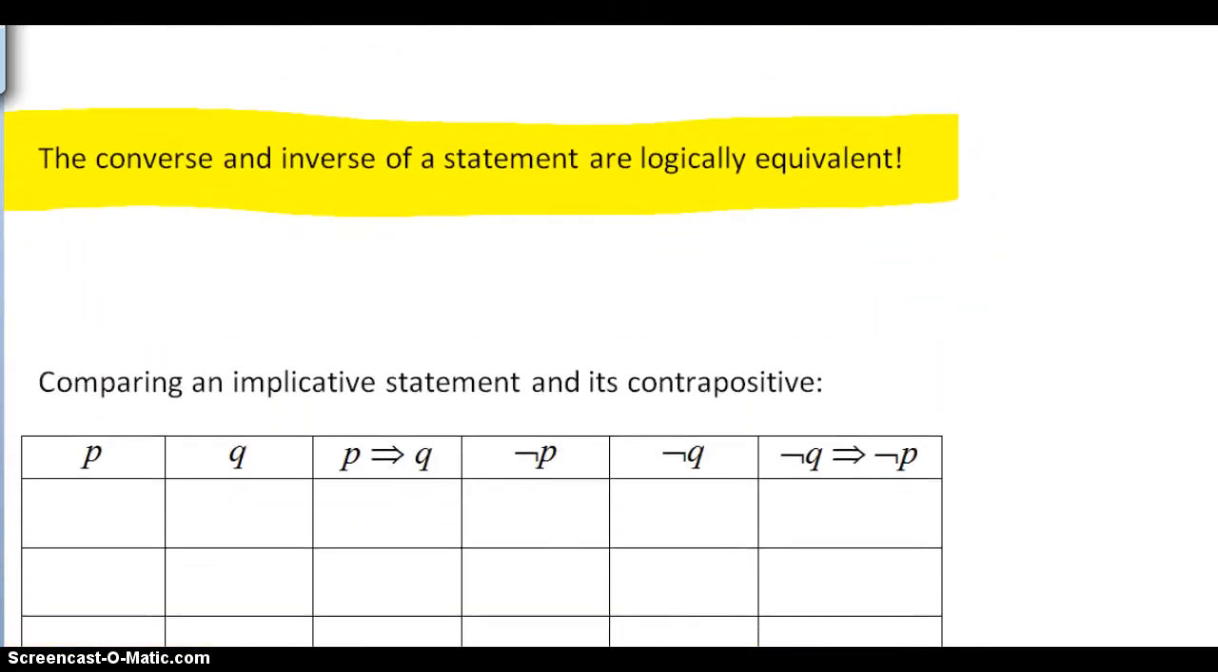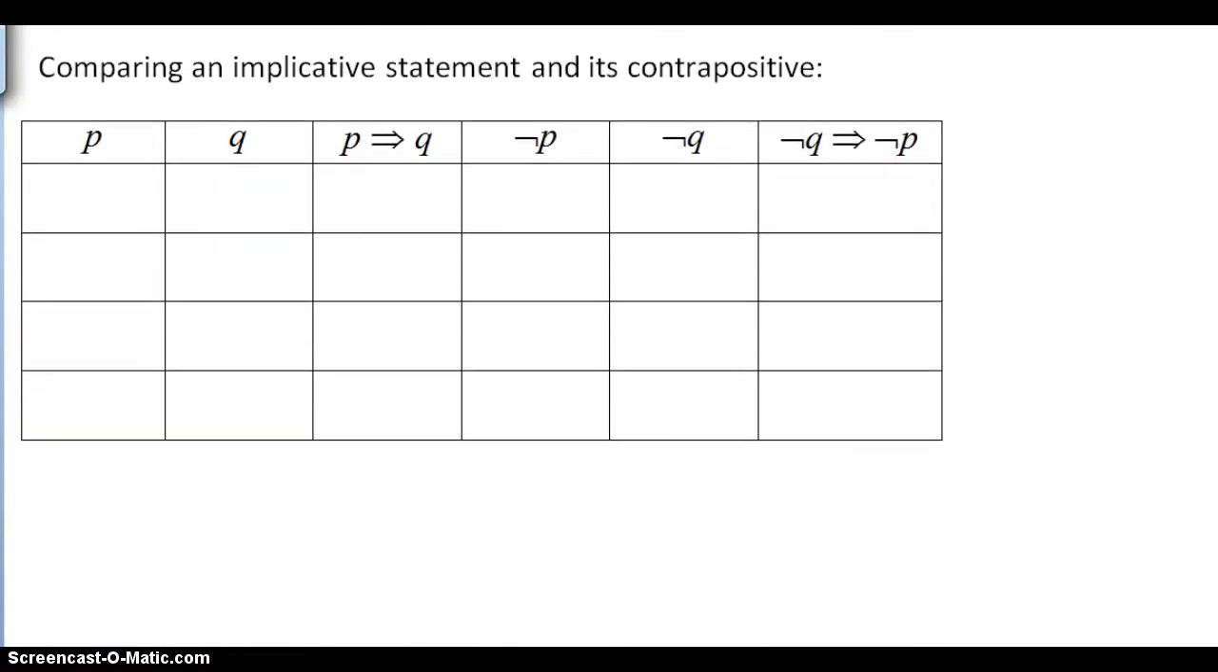So we're going to do the same thing, and we're going to compare an implicative statement with its contrapositive. I'll bet you can't guess what's going to happen. Go ahead and pause the video and fill this whole thing in.